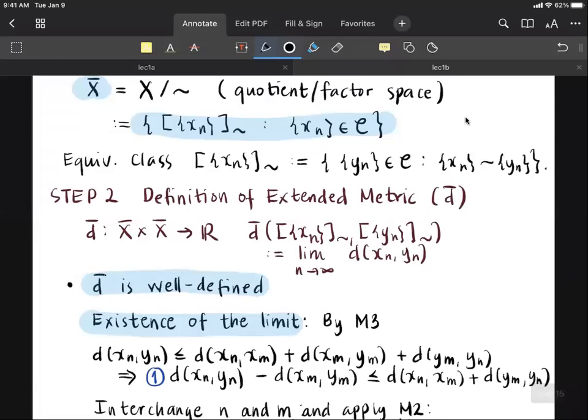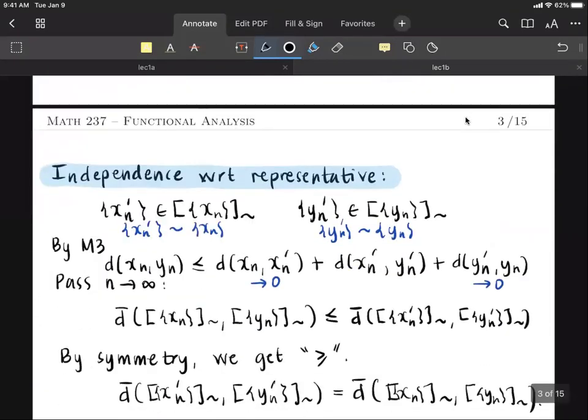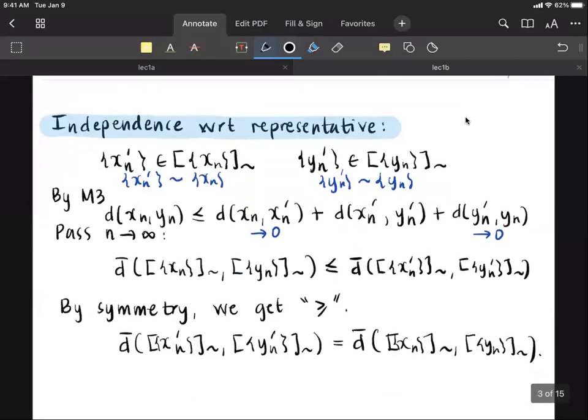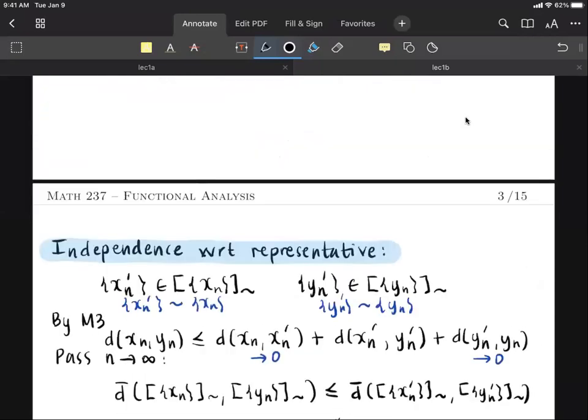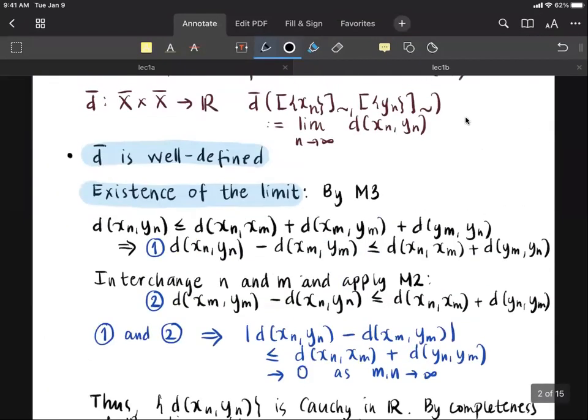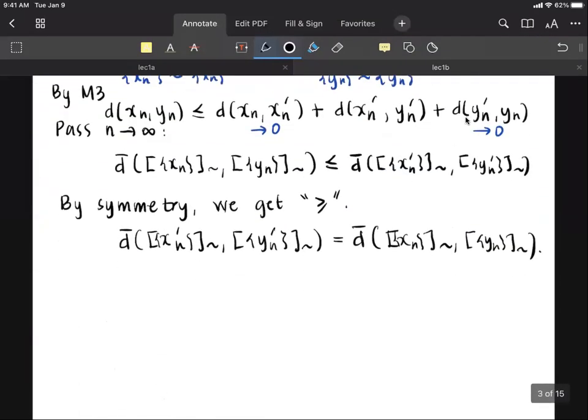So this is just the definition of the extended metric d bar. We have not yet verified that this is indeed a metric. So the next step that we would like to show is that the pair x bar, d bar is indeed a metric space.